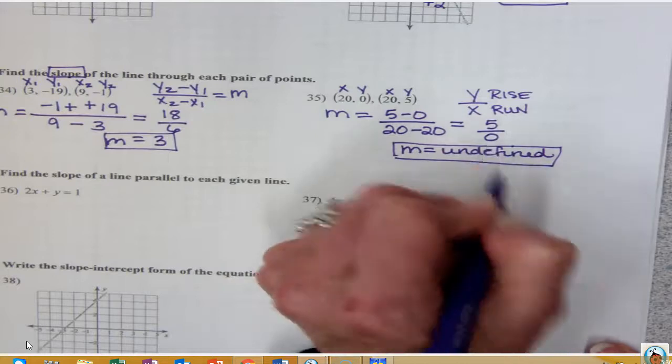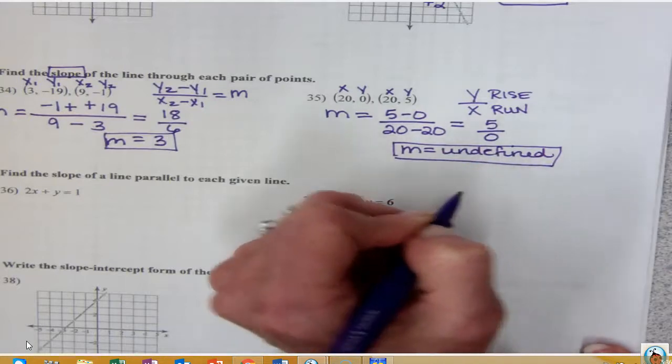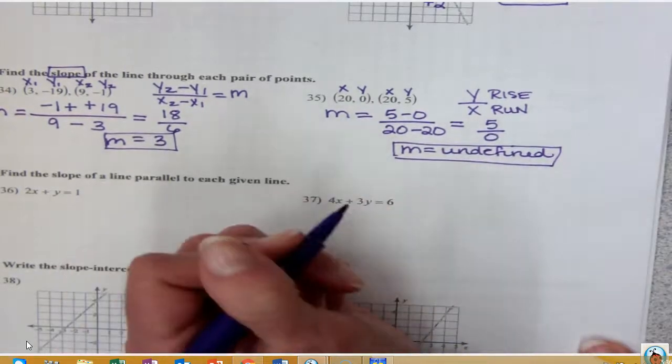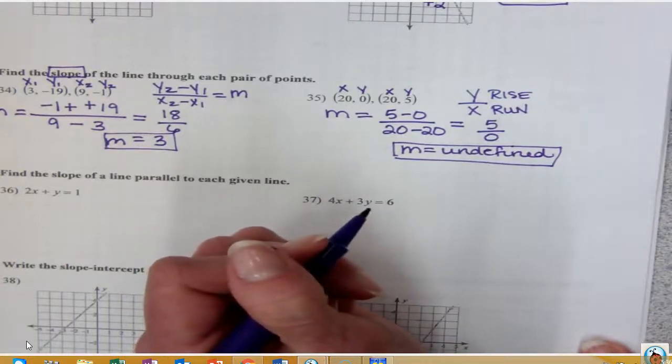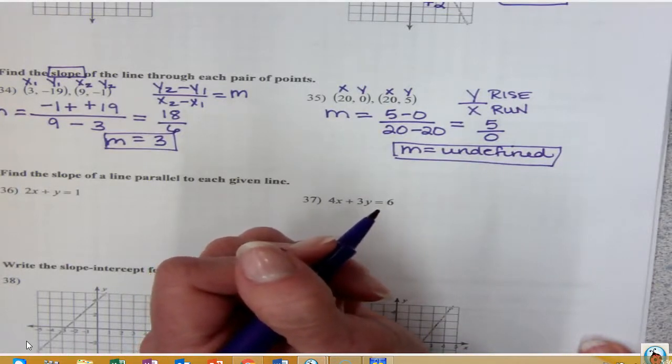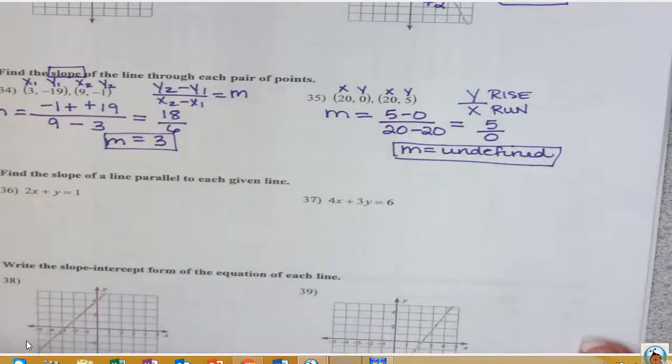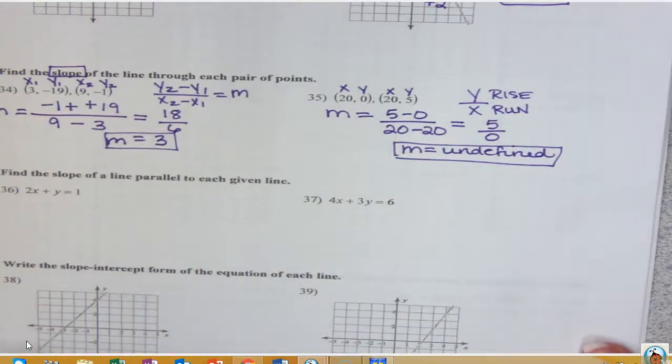That is not okay. We do not like 0 in the denominator. When 0 is in the numerator, though, the answer is 0. Okay? But when it's in the denominator, it is undefined. Make sure you know the difference.